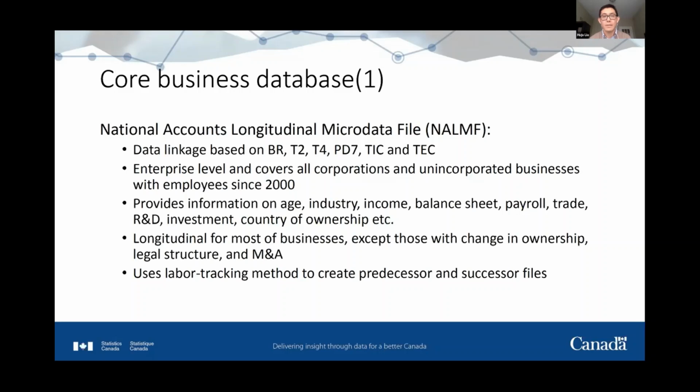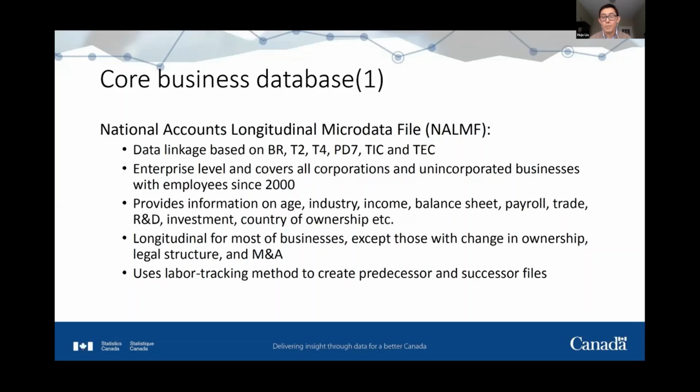In the center, this is the core database, which basically provides most of the information for all the businesses. We call this the National Accounts Longitudinal Microdata, NALF. This is the result of data linkage based on the BR, T2, T4, PD7, and trade data. It is at the enterprise level and covers all the corporations that file a T2 return, and also some of the unincorporated businesses with employees, from 2000. It has information on age, industry, income, balance sheet information, R&D, investment, and also country ownership.